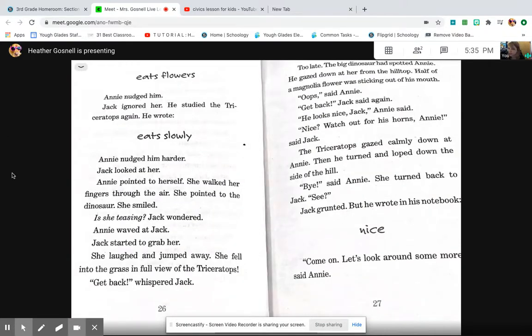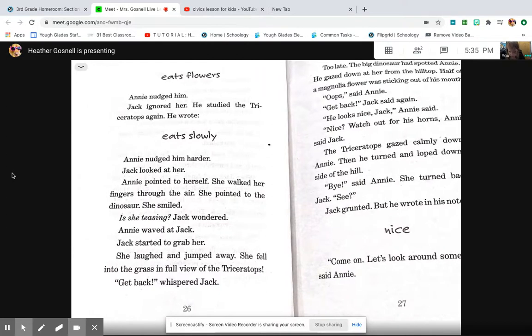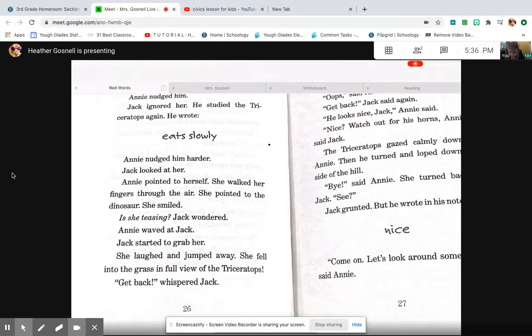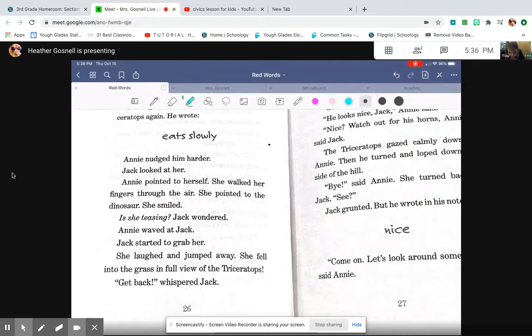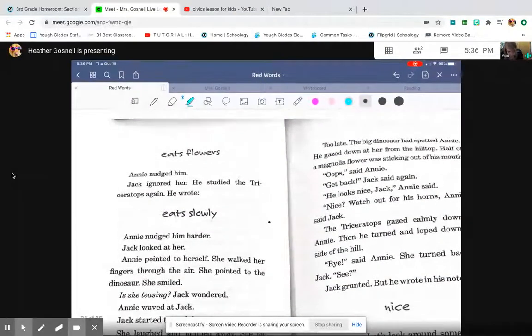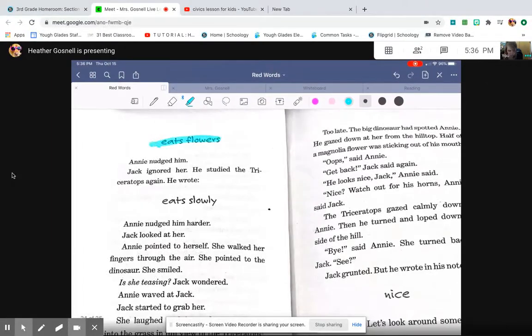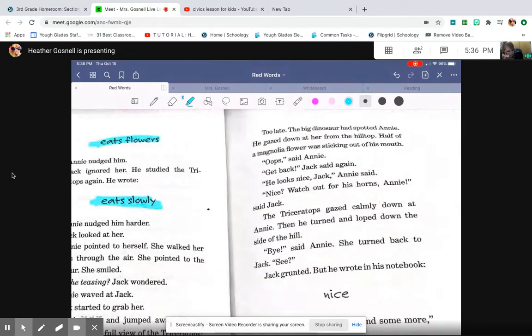Does Jack write down the most relevant details about the Triceratops? Why or why not? So we're going to decide that. So this is what he wrote down. Let's just take a look at this. Jack wrote that the Triceratops eats flowers. That's what he wrote down. He wrote down that he eats slowly. And he wrote down that he was nice.